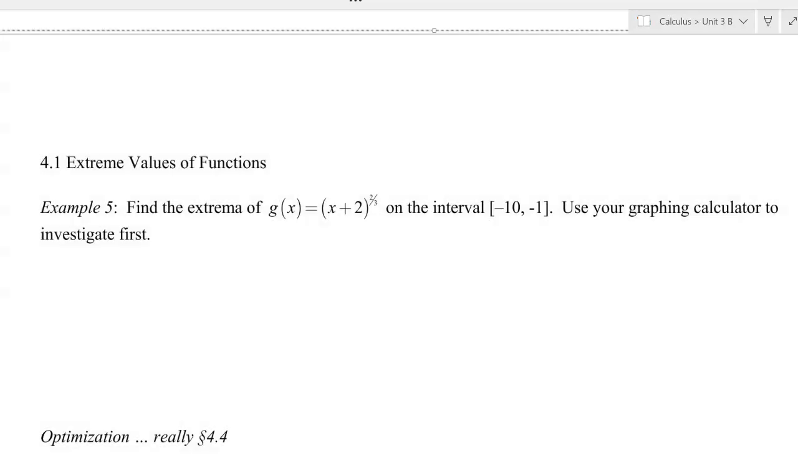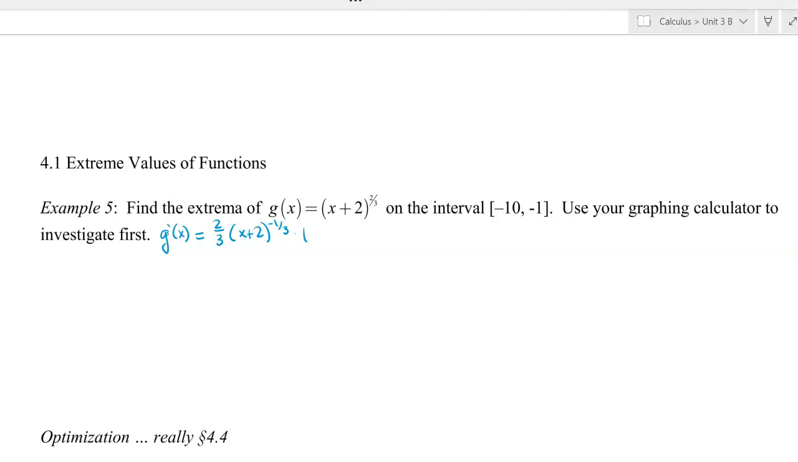So g prime of x is going to be equal to 2/3 times (x + 2) to the -1/3, technically times 1 because yay chain rule. And extrema happen when my function is either 0 or undefined on its derivative. So I probably need to see whether or not that x is going to be in the top, making it a 0, or if that x is going to be in the denominator, making it undefined values.